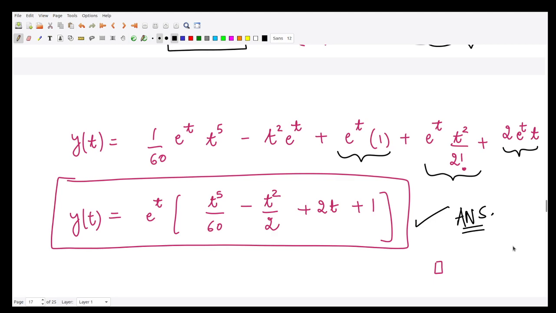So I hope this topic is clear to you: how you can solve differential equations using Laplace transform. And moreover, in certain cases, it is very convenient to use this Laplace transform for finding the solutions of various kinds of differential equations.